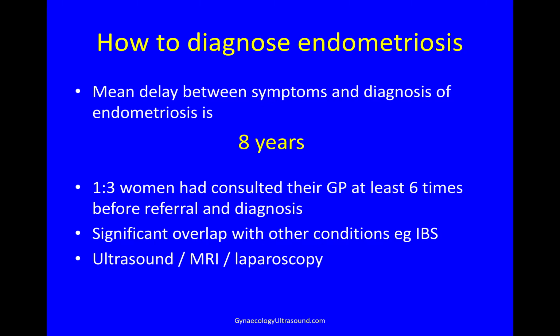The mean delay between a woman having symptoms and a diagnosis of endometriosis is 8 years. And 1 in 3 women had consulted their GP at least 6 times before referral and diagnosis. The symptoms can overlap with other conditions like irritable bowel syndrome, and it can be diagnosed on ultrasound, MRI and laparoscopy.